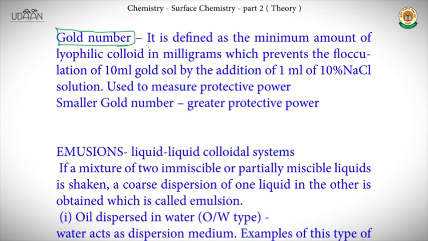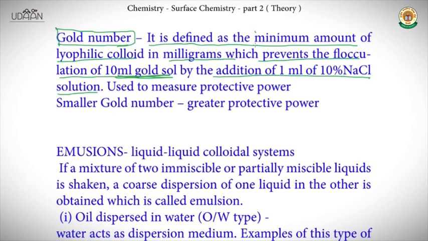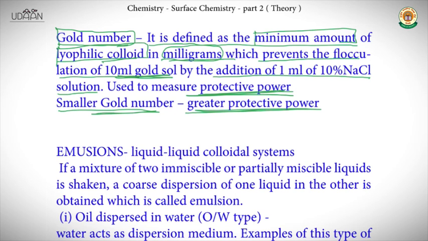So it is defined as the minimum amount of lyophilic colloid in milligrams which prevents the flocculation of 10 ml gold sol by the addition of 1 ml of 10% NaCl solution. Simple, right? So it is the minimum amount of lyophilic colloid in milligrams जो हम ऐड करेंगे in 10 ml of a gold sol by the addition of 1 ml of 10% NaCl solution. Now it is used to measure the protective power of a colloid. So smaller the gold number, greater the protective power.